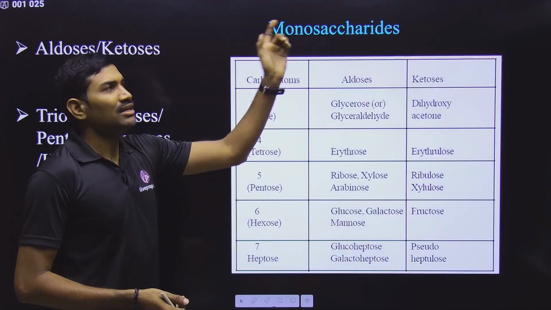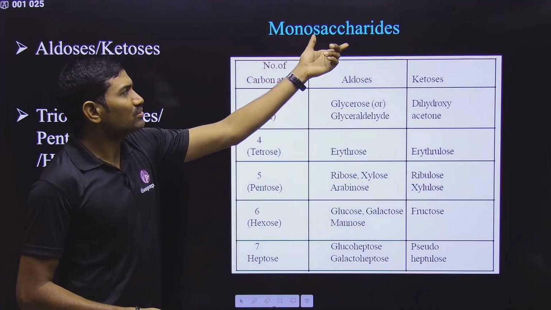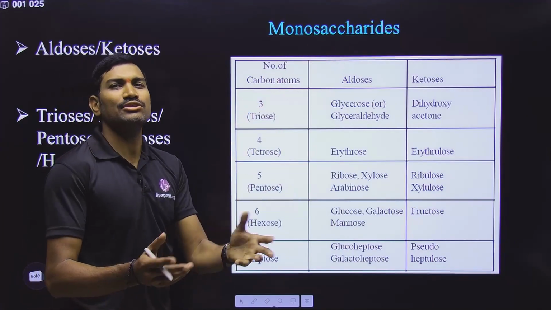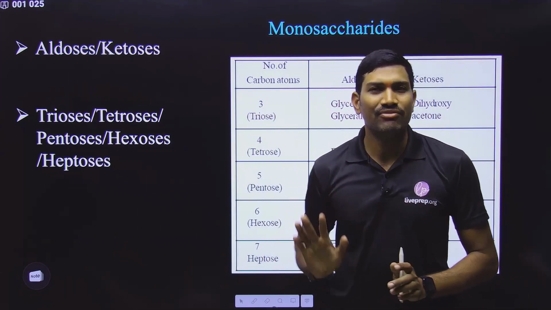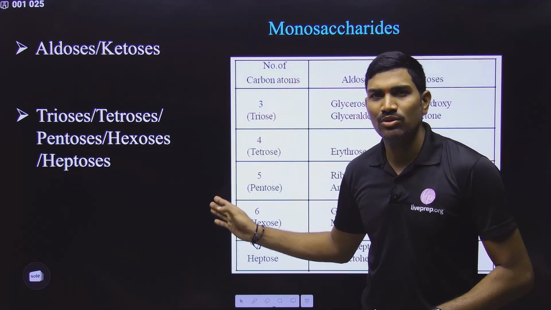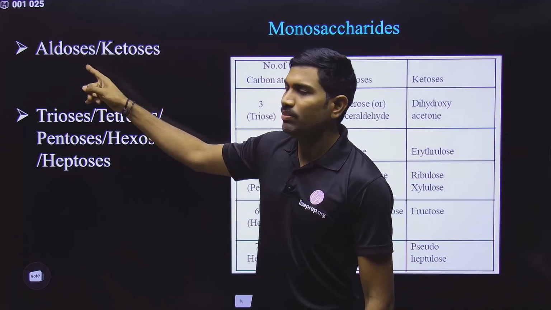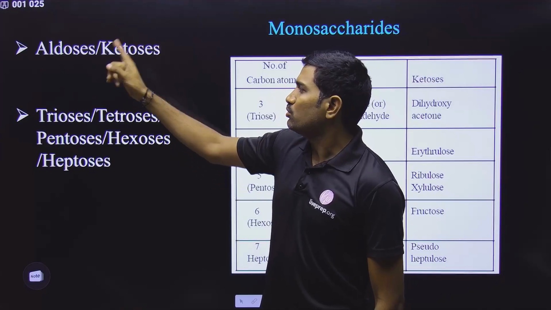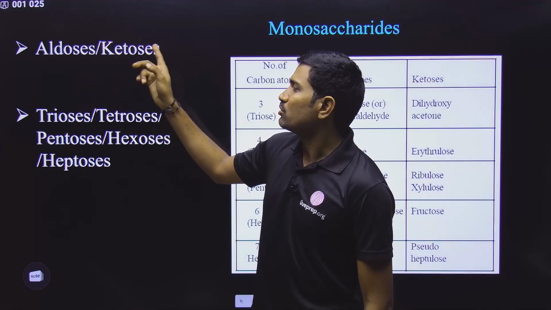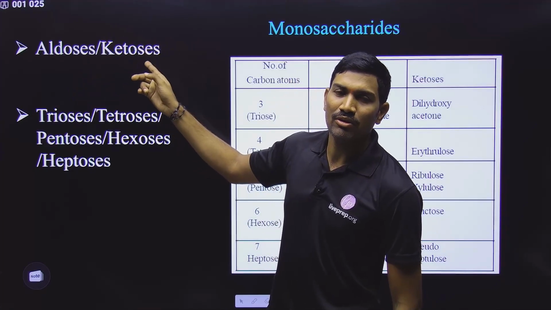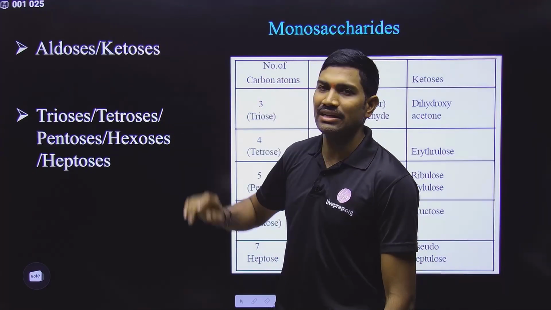Monosaccharides: mono is single, right? Saccharides are the sugars. So these are the single sugars, the simplest sugars. These cannot be hydrolyzed further, so that's why they are called monosaccharides. Either an aldehyde group or a ketone group is present. Those sugars which have an aldehyde group are called aldoses. Those sugars which have a ketone group are called ketoses. This is how we write the name.